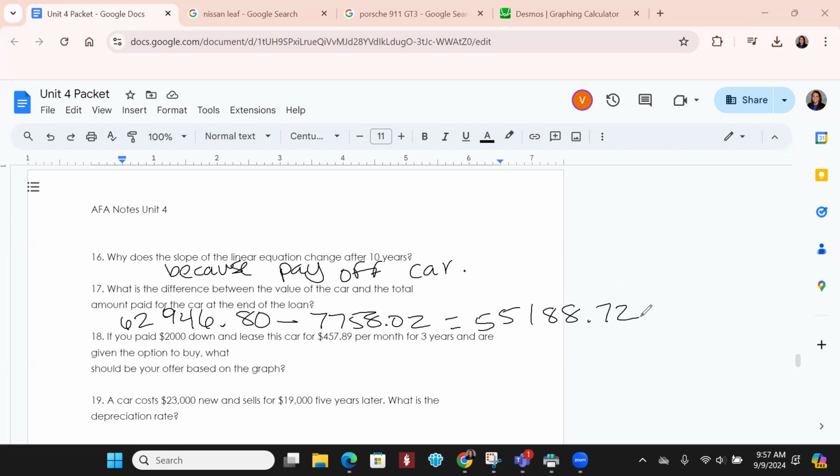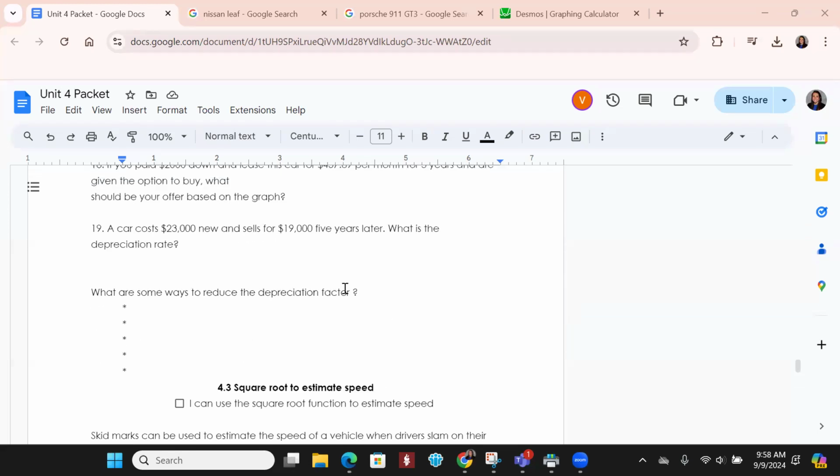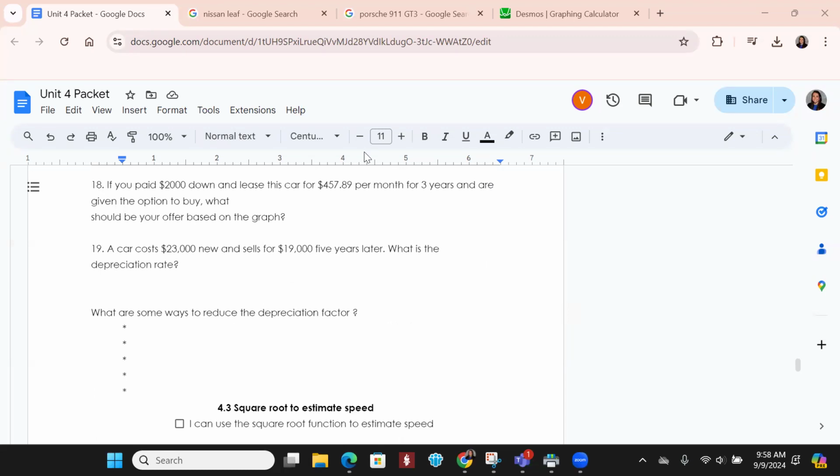All right, 18. If you paid $2,000 down and lease this car for $457.89 per month for 3 years, and are given the option to buy, what should be your offer based on the graph? So how much should you pay for a car? I don't know if you know this. You can actually lease a car, rent out a car, and then after a certain number of years, you can actually just buy that car. A lot of people do it. Sometimes it's a cheaper way, sometimes it's not, depending on what type of car you got. My buddy did that a couple years back. Okay. So how do we figure this out?